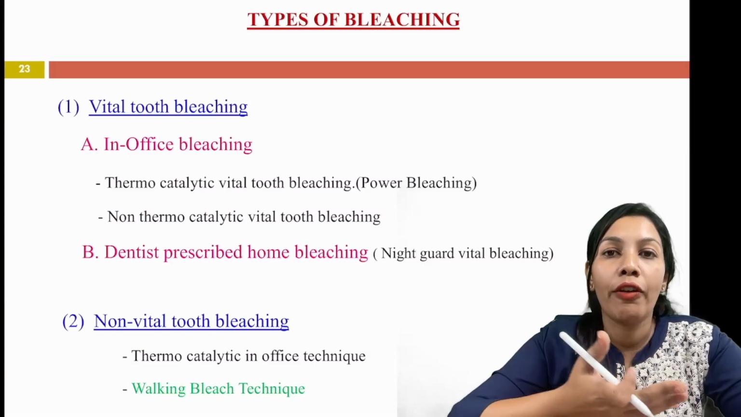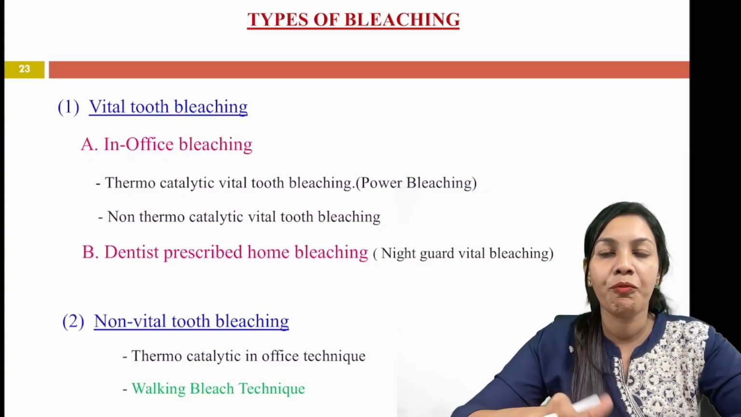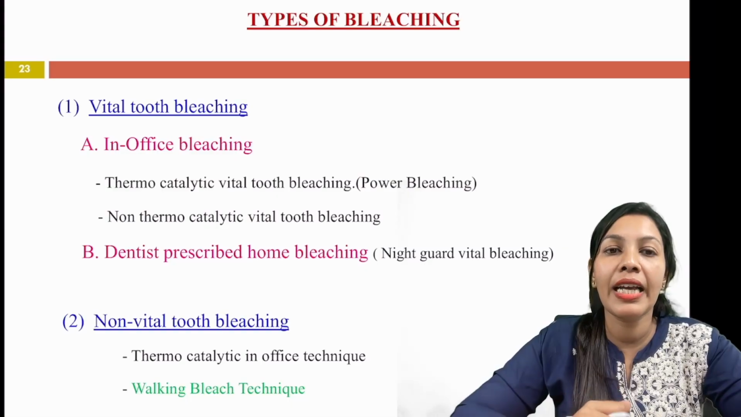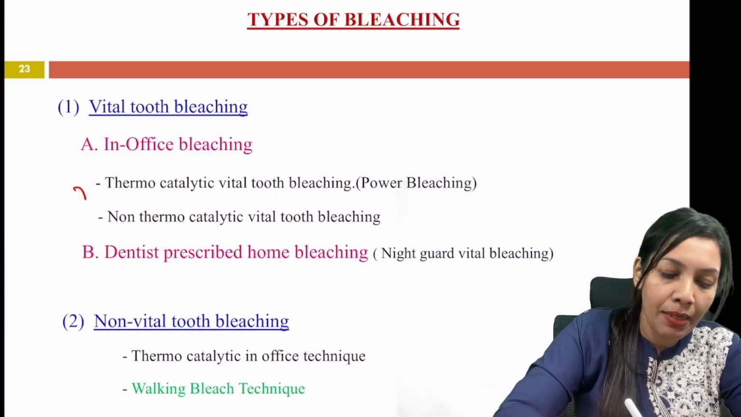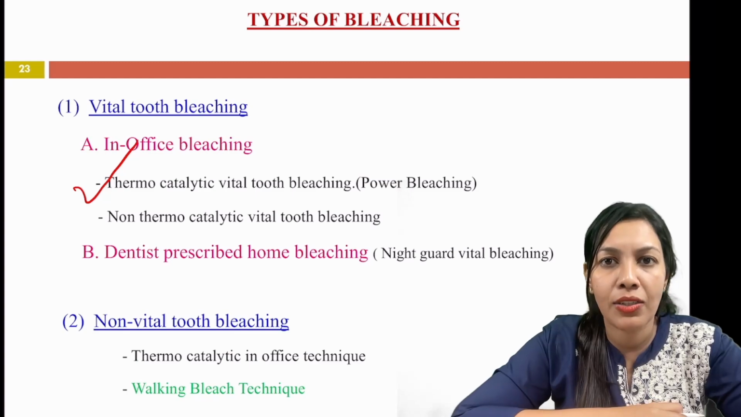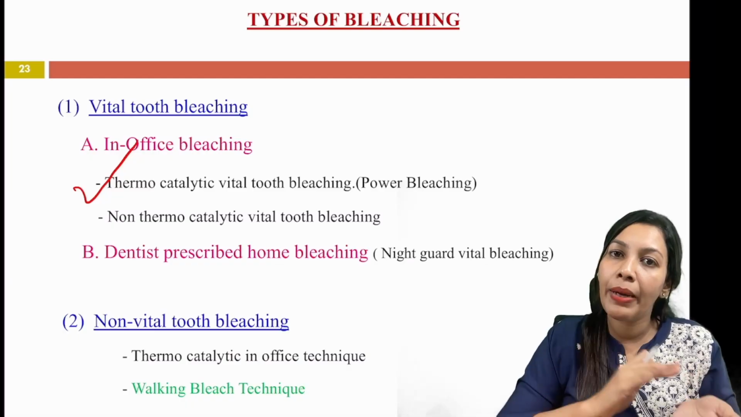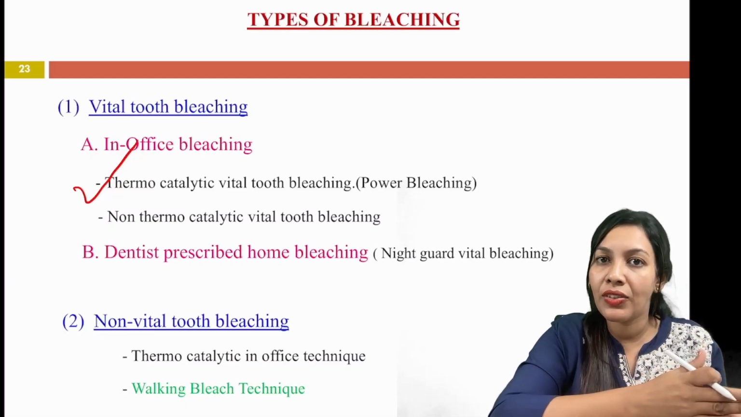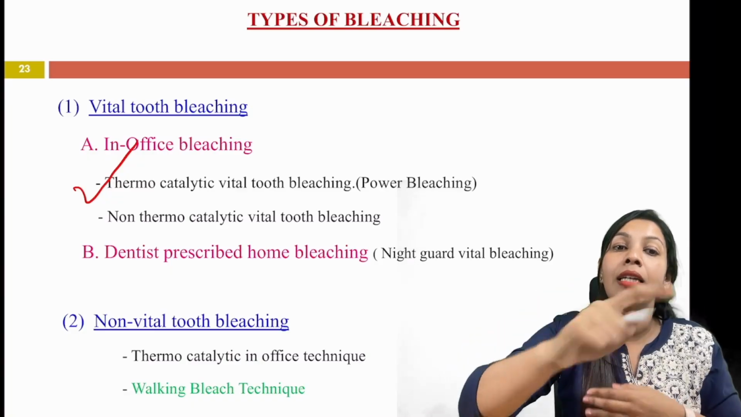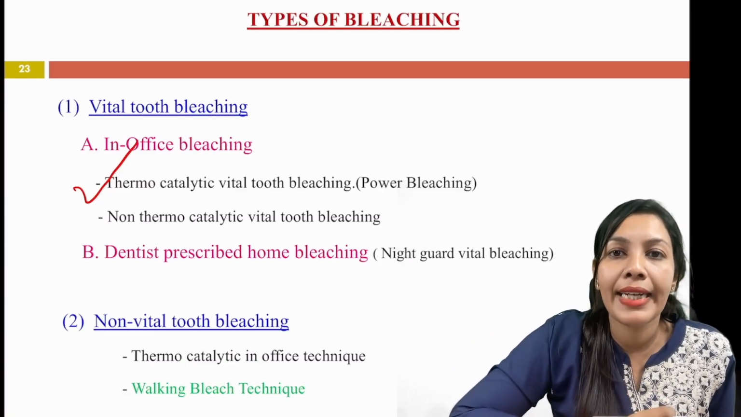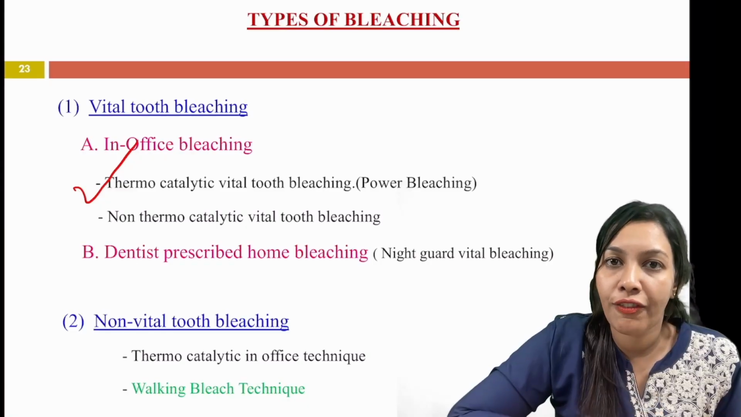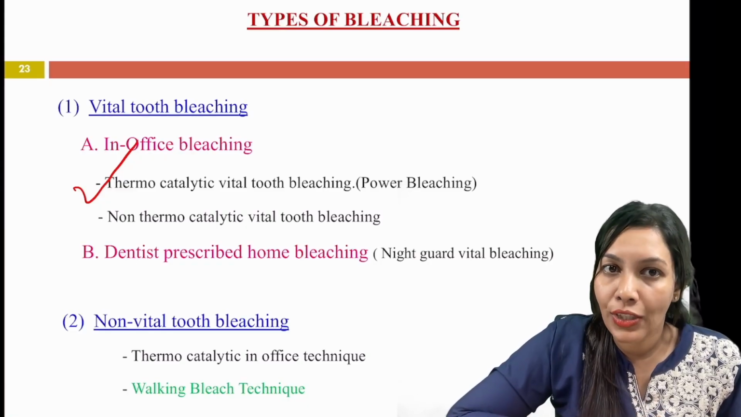The first is in-office. The patient will be coming to the clinic. We'll be doing it there. First is thermocatalytic vital bleaching. What is it? As the name suggests, in office, on the patient's tooth surface we will apply the bleaching agent we have already studied, and activate it by a thermocatalytic agent, like a light used for activation of the particular bleaching agent.